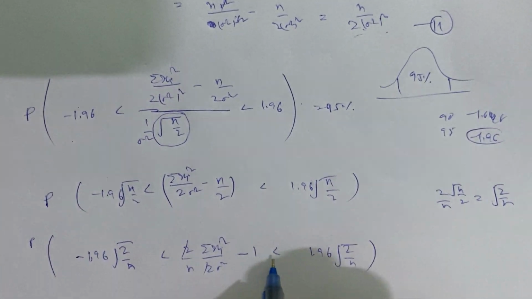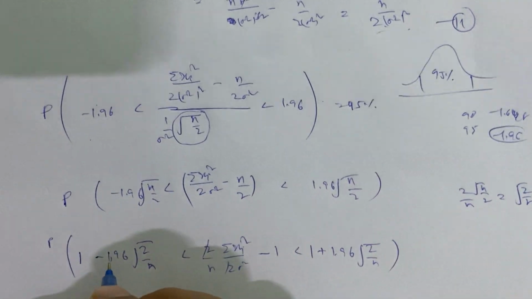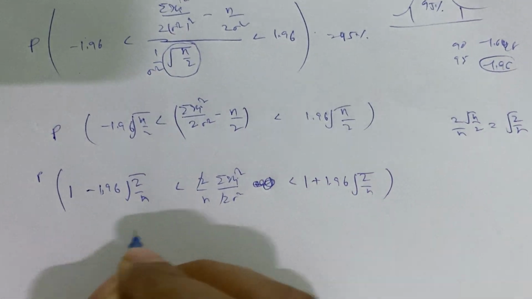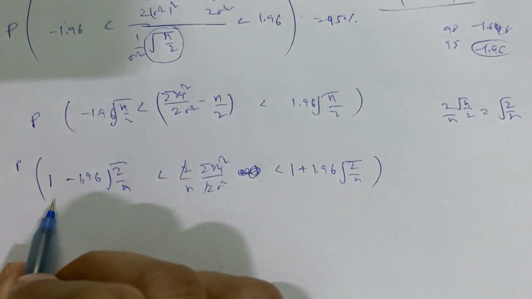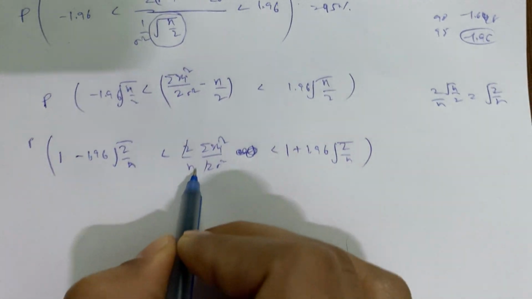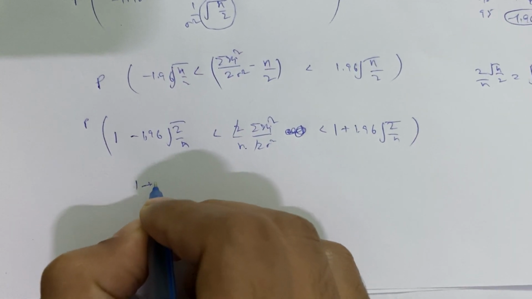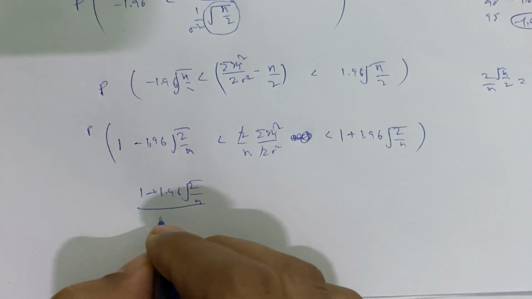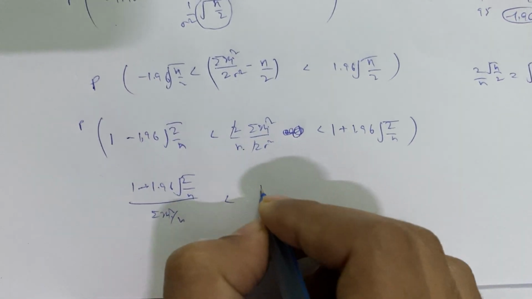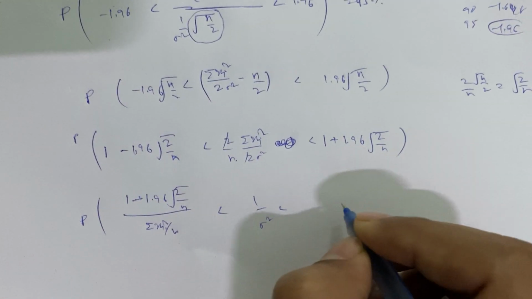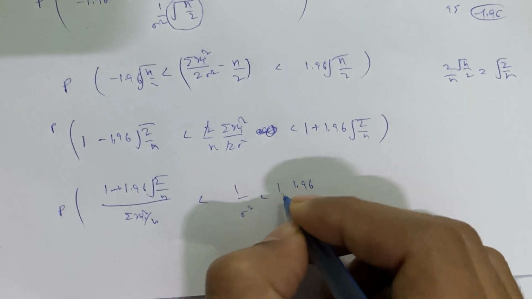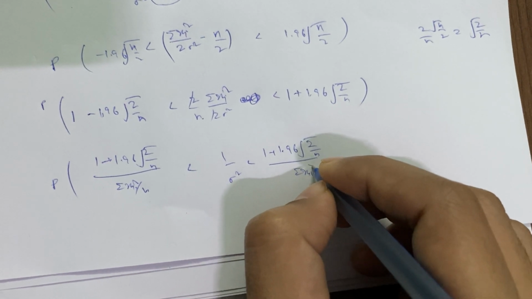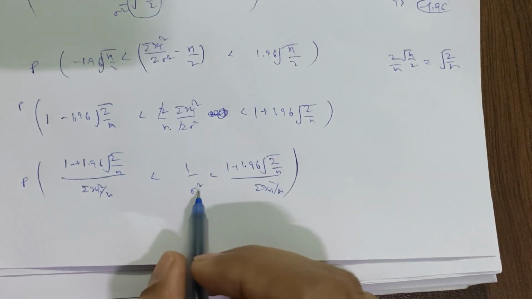So let's add 1 here. Okay, so the 1 will cancel out. Now let's divide this inequality by summation x square by n. So this will be 1 minus 1.96 times the square root of 2 by n, times summation x square by n. This will be 1 by sigma square here, and 1 plus 1.96 times the square root of 2 by n, times summation x square by n. Okay, so now let's reverse this.